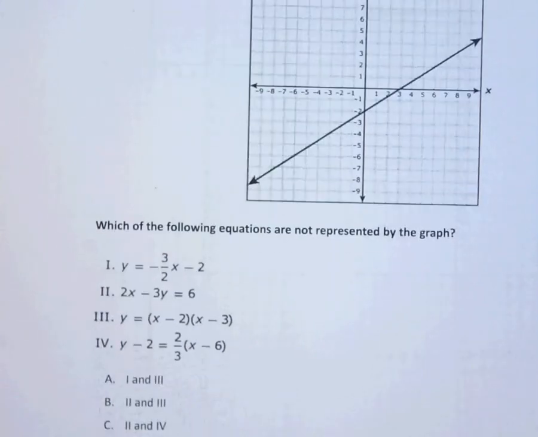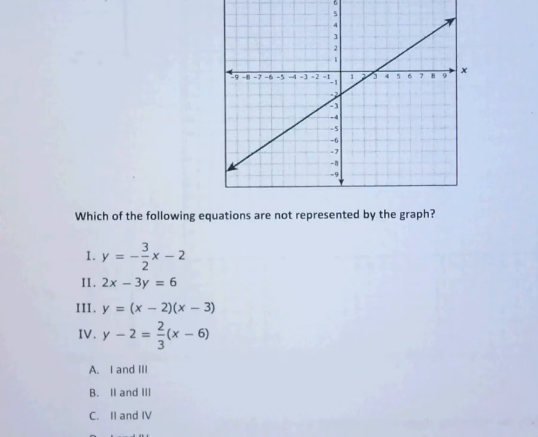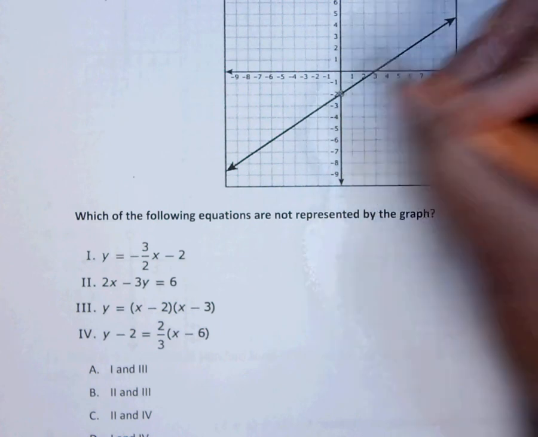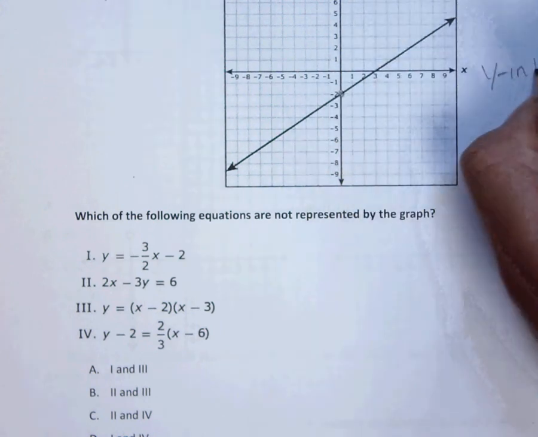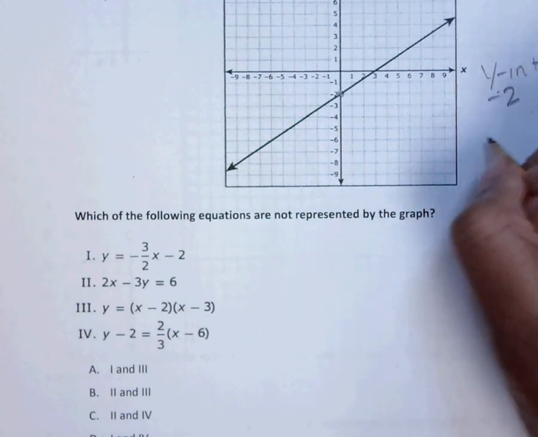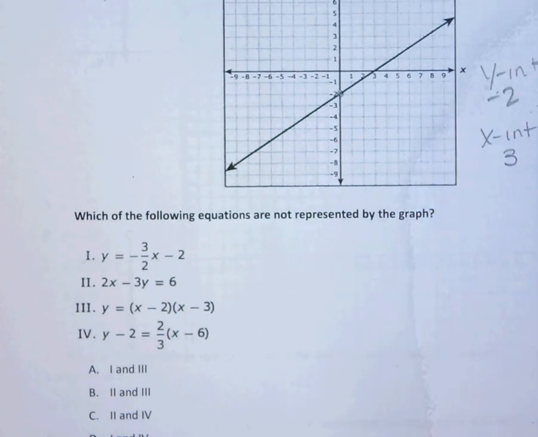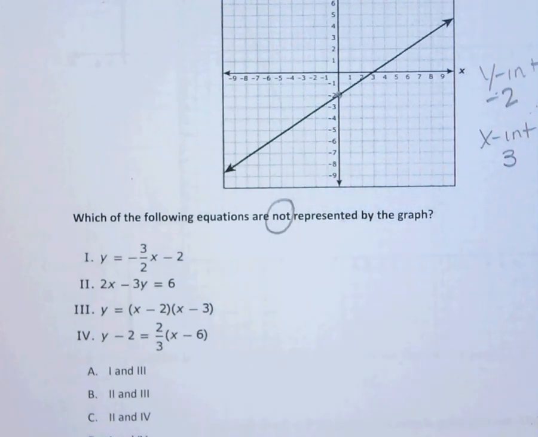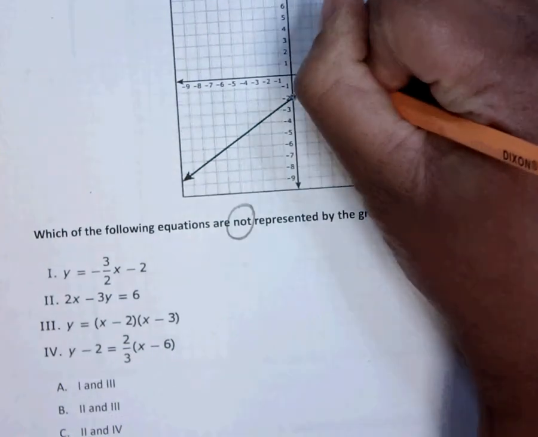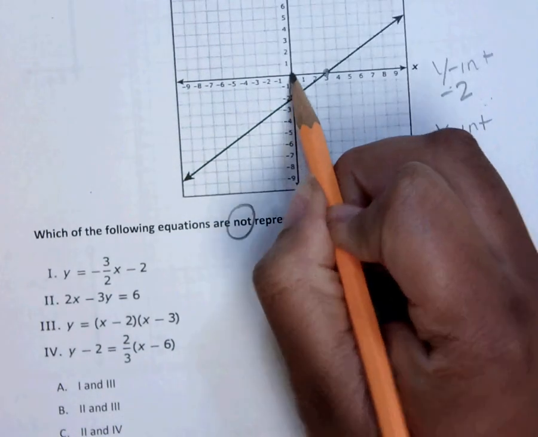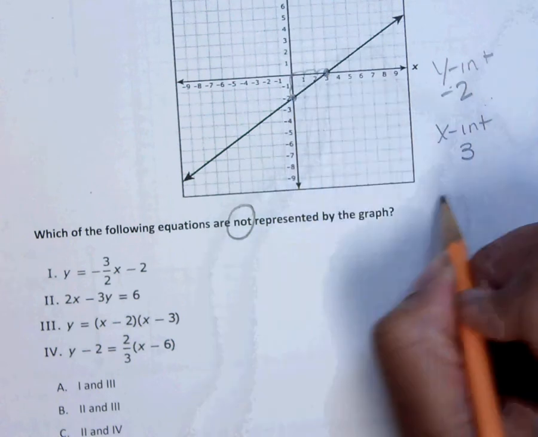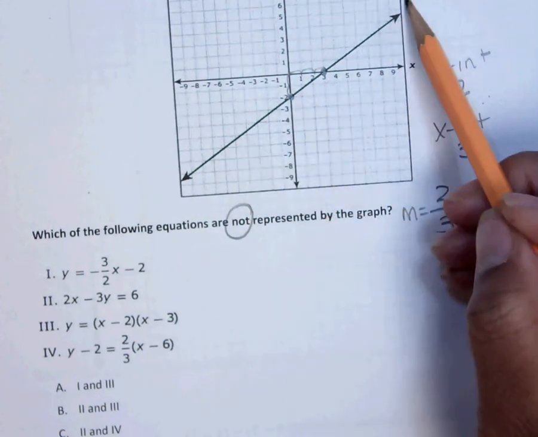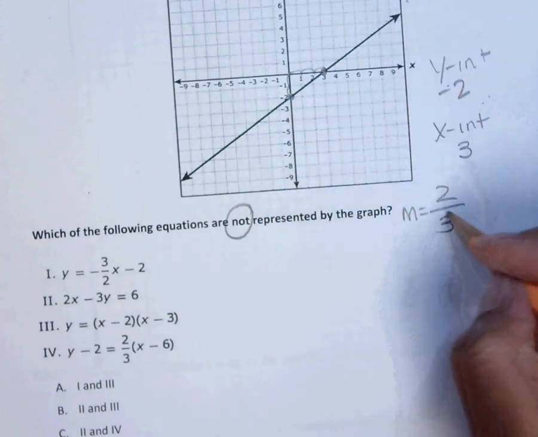It says, which of the following equations are not represented by the graph? So this graph has a y-intercept of negative 2. It has an x-intercept of 3. So it wants to know which one does not have that information. Let's find the slope. The slope is going up 2 to the right 3. So rise over run would be 2 over 3. And it's increasing, so the slope should be positive.